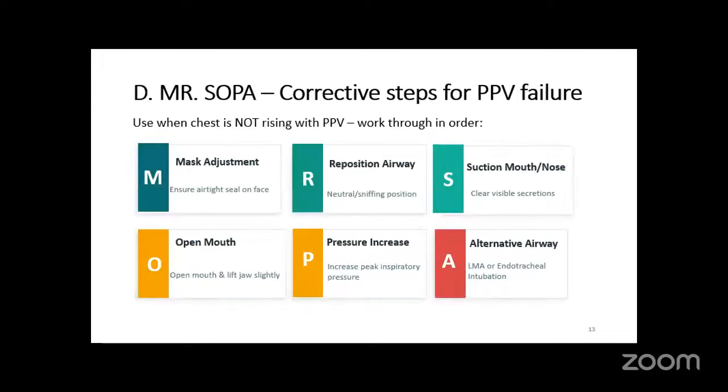We use the acronym MR. SOPA. Very easy. M stands for mask adjustment. Maybe the reason why the baby is not receiving as much breath as you are delivering is because the mask is not of the right size. So what do we do? We change the mask to the exact size of the baby. R is for reposition airway. I told you that one mistake we make.